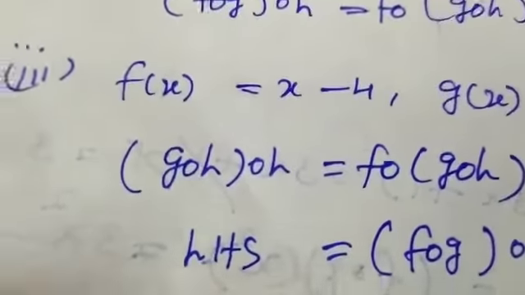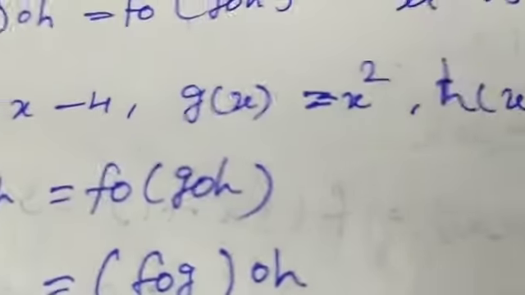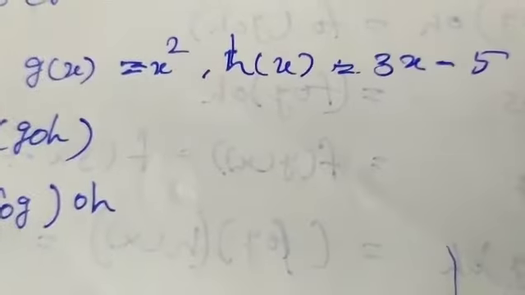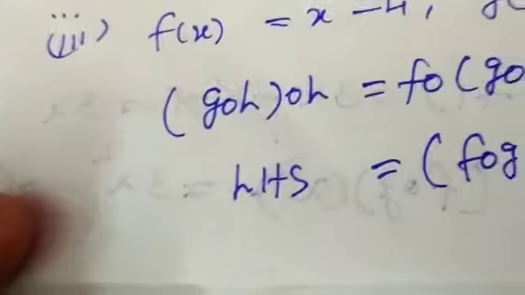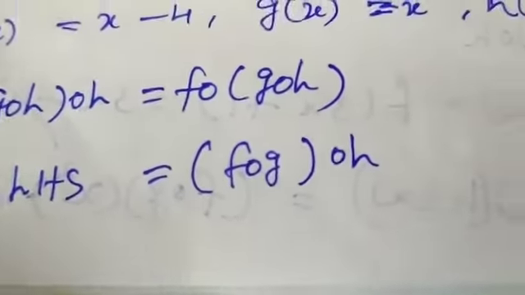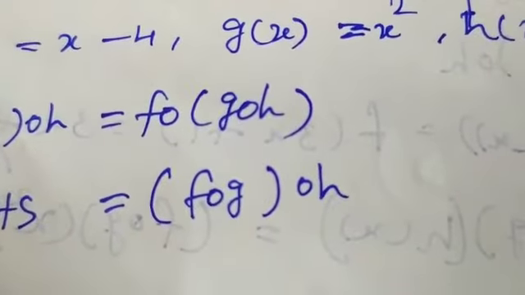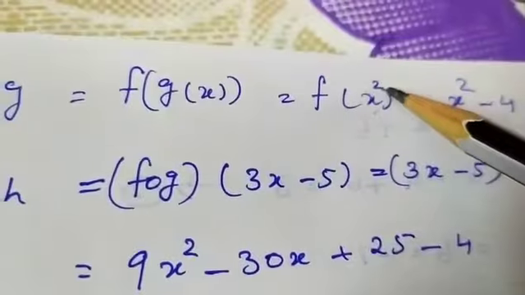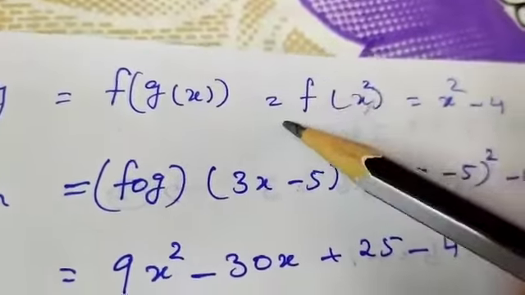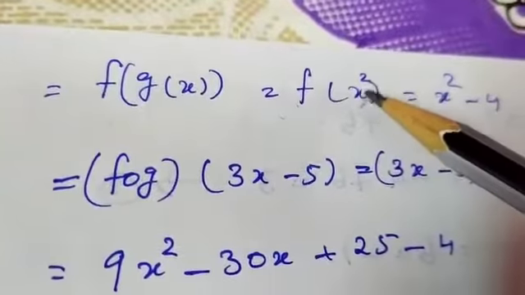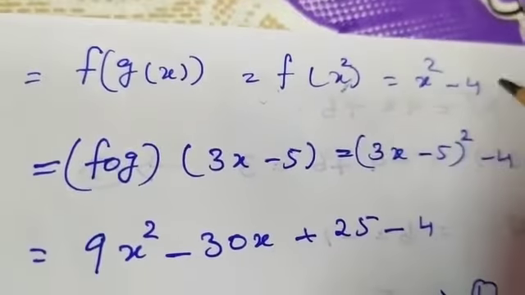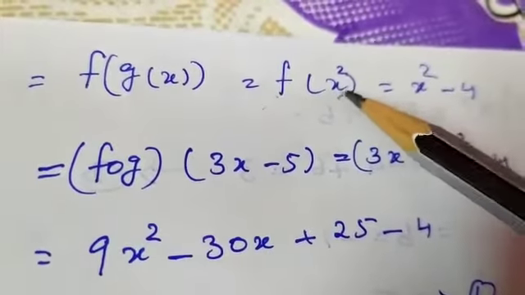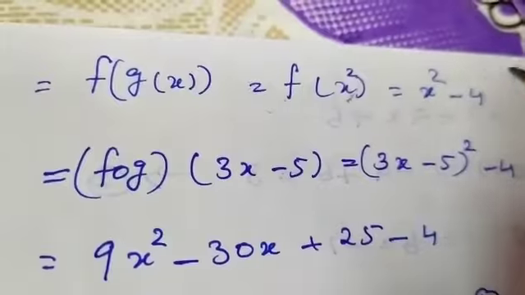And our third part, f of x is given x minus 4 and g of x is given x square and h of x is given 3x minus 5. So our LHS is f dash g dash h. First we are finding f dash g, that is f of g of x, that is equal to g of x value is x square. I'll put this x square in the place of x in f of x, that is f of x value is x minus 4. So I'm substituting x square in the place of x, that is x square minus 4.